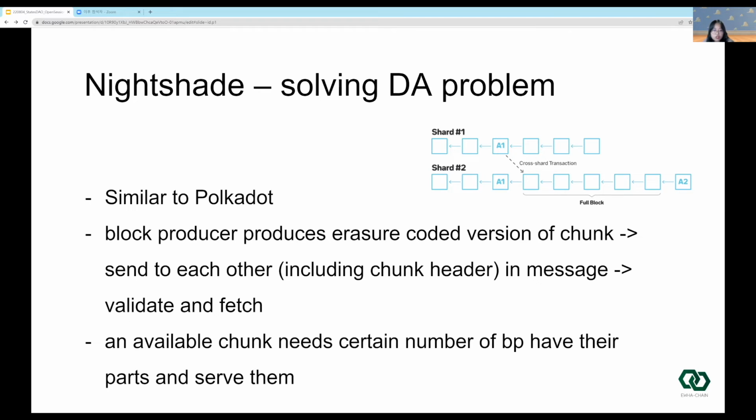For a particular chunk to be available, it is enough that a certain number of block producers have their parts and serve them. Thus, for as long as the number of malicious actors doesn't exceed a certain number, no chain that has more than half of the block producers building it can have unavailable chunks.